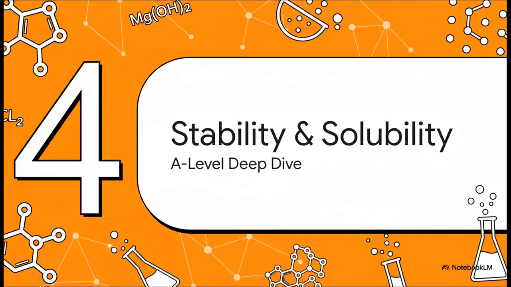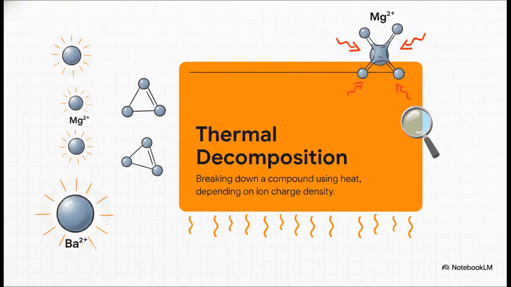All right, section 4, stability and solubility rules. This is an A-level deep dive. For our advanced viewers, let's look at the A-level rules governing how these compounds break apart when heated. This process is called thermal decomposition. So the crucial point here is how the size of the metal ion dictates its stability.